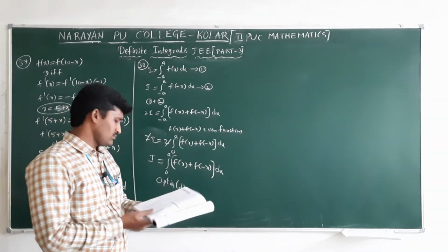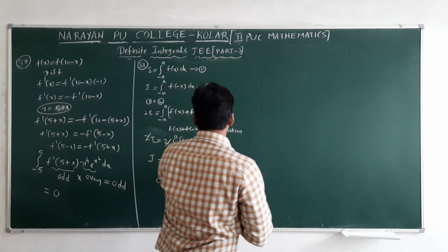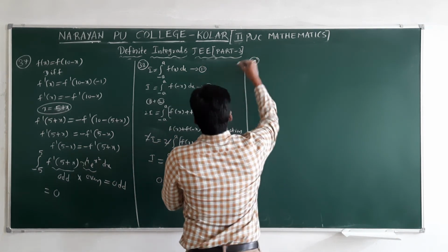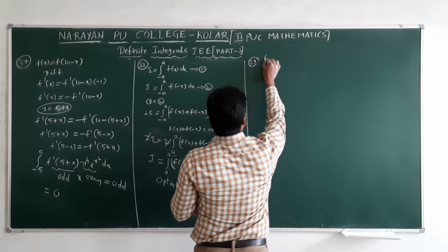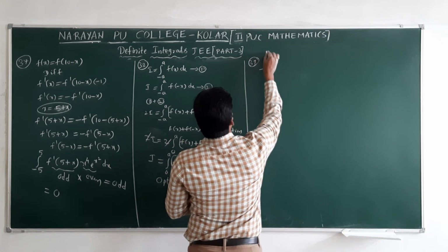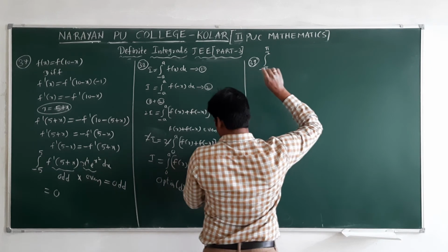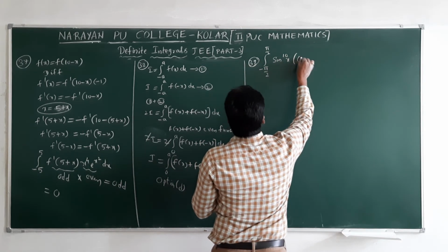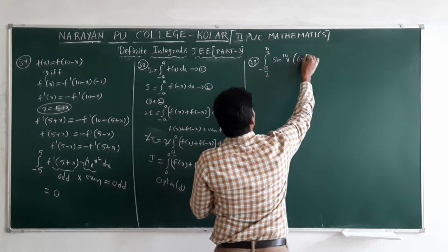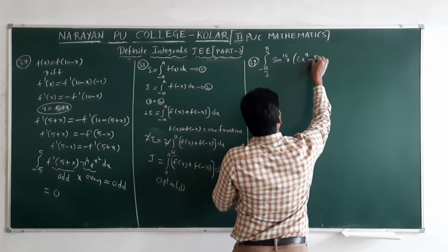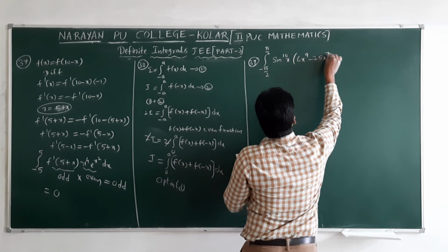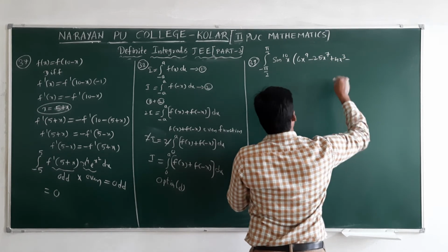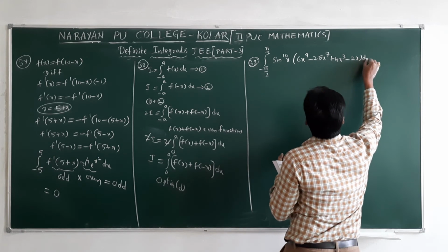Next, question number 39. Given the integral from minus pi by 2 to pi by 2 of sin power 10 x into 6 into x power 9 plus 25 into x power 7 plus 4 into x cube minus 2x dx.